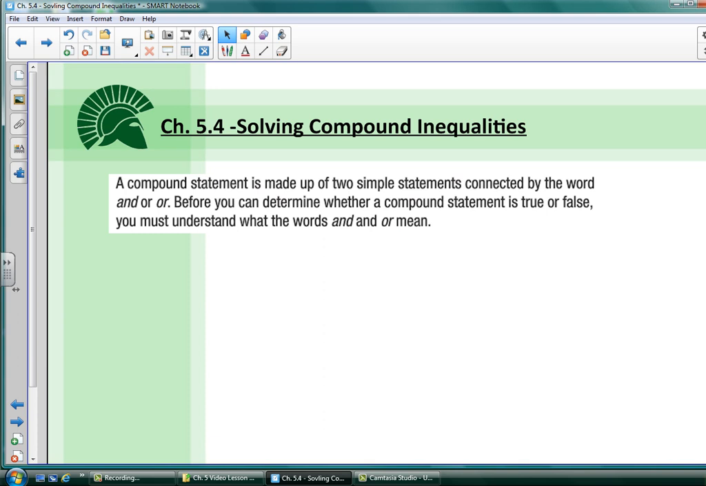Okay, so we're looking at a compound statement, and a compound statement is made up of two simple statements connected by the word and or or. Before you can determine whether a compound statement is true or false, you must understand the words and or. What do they truly mean, and how do we actually use them to decipher what we're talking about?